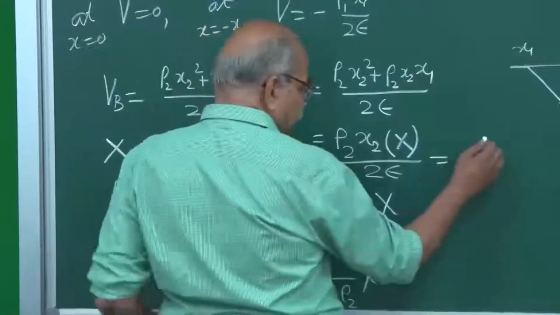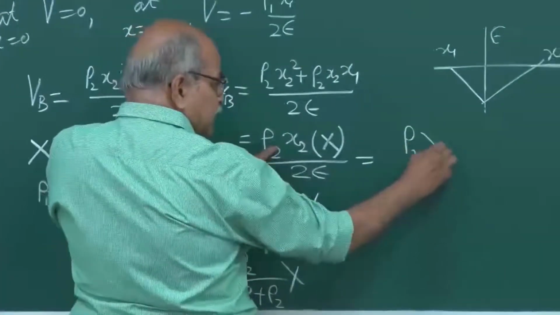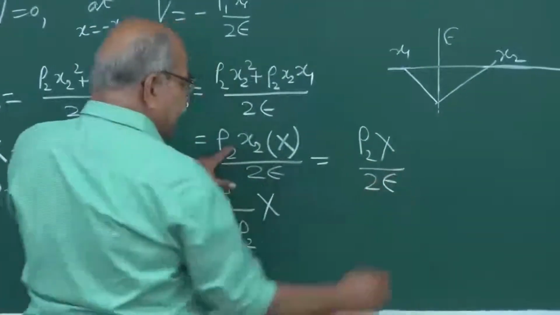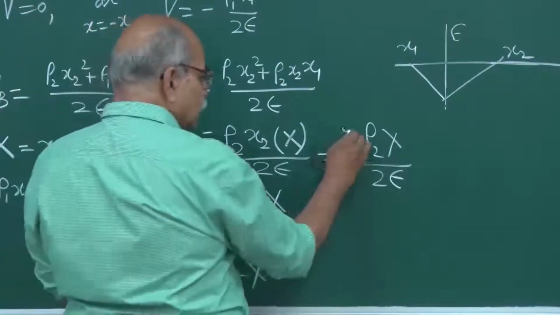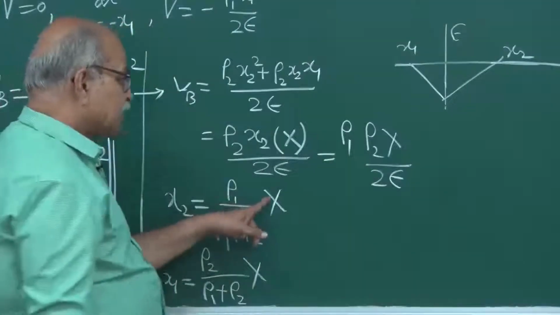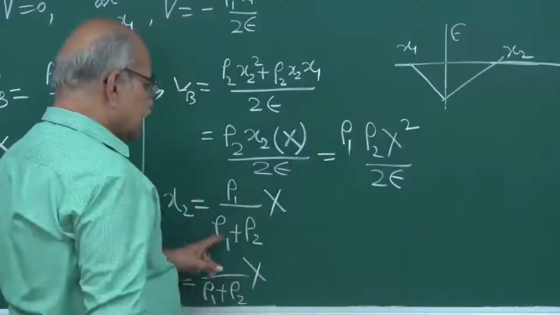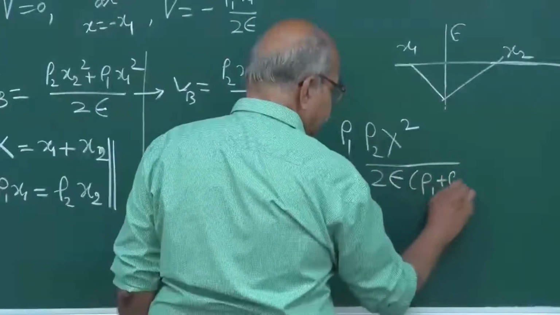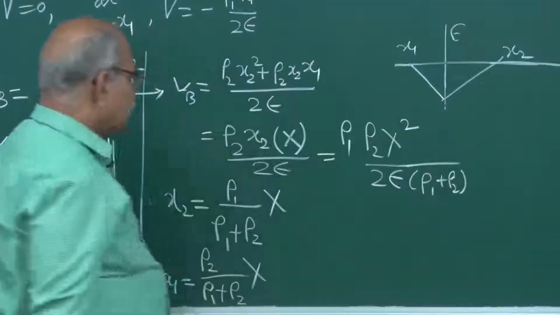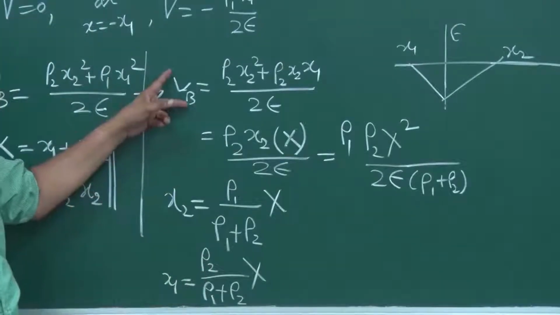What do you get? You have rho 2, you have capital X and then 2 epsilon, and then this x2. So, put rho 1 here, and then capital X, so square of this, and then divided by rho 1 plus rho 2. That is this VB, potential barrier.